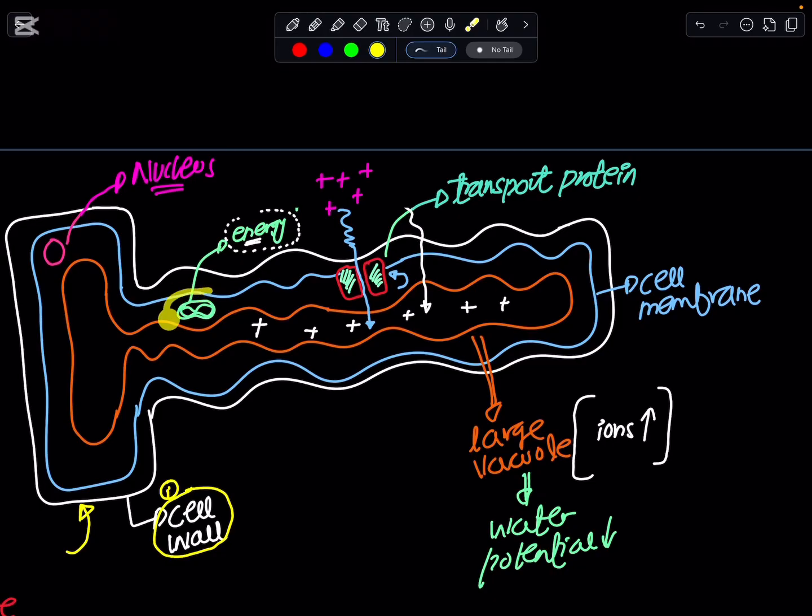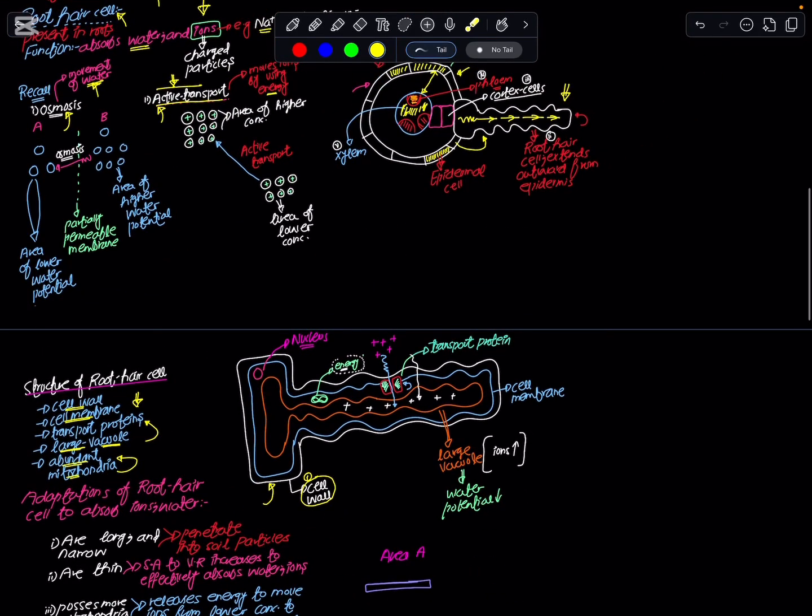And there are mitochondria present as well in the structure of the root hair cell, because we need to be releasing energy out of the root hair cells if I were to absorb the ions from the soil into the large vacuole, and that is by active transport.